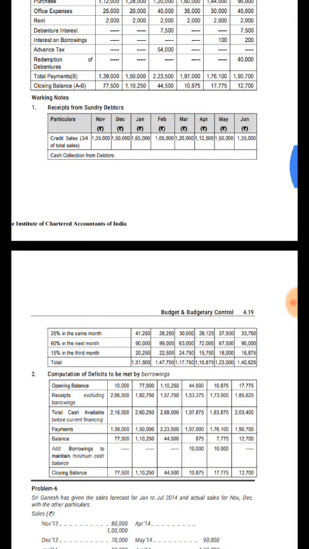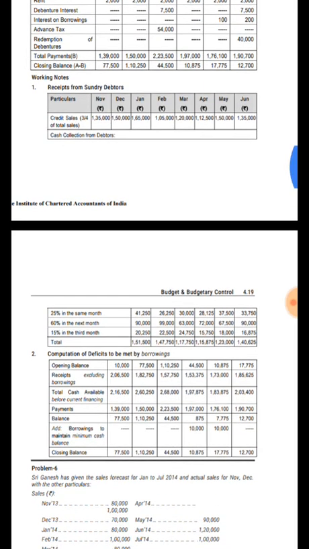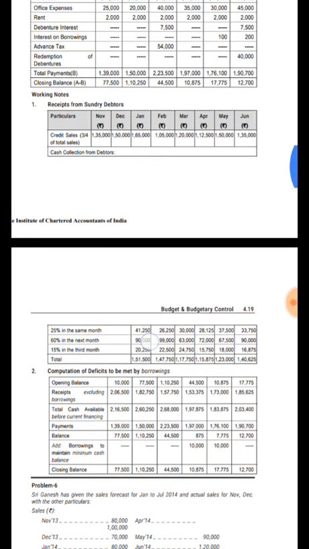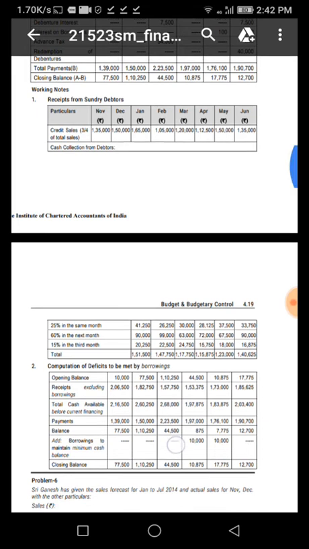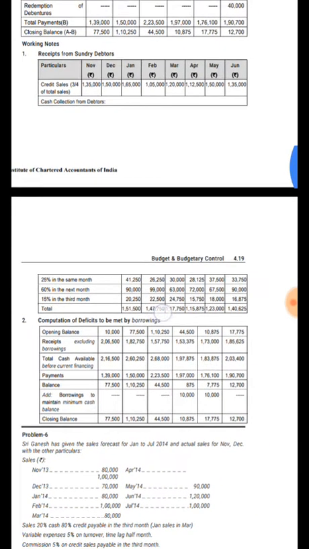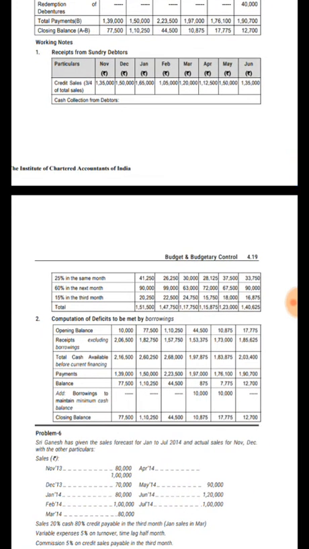Yes, going from down to up. So 15% of November came here, then 60% of December came here, then 25% of January came here. Like that we will do for everything. You'll find out the cash receipt from debtors for respective months from January to June.